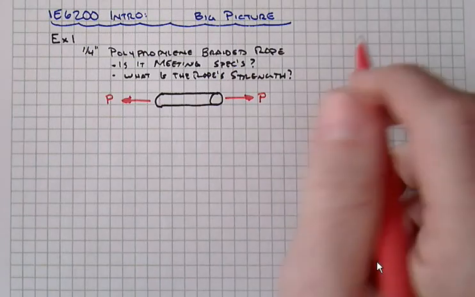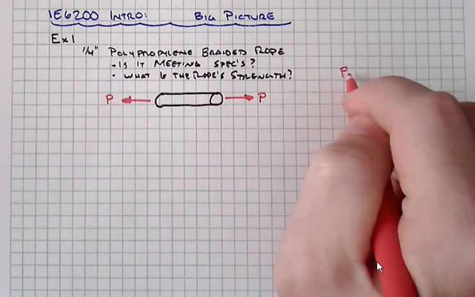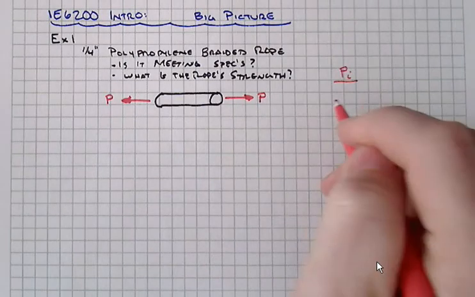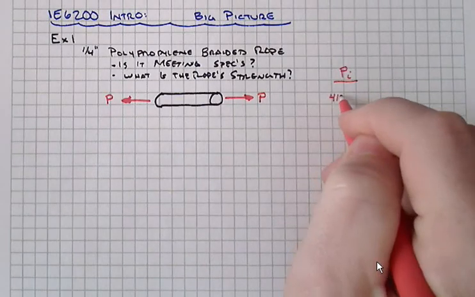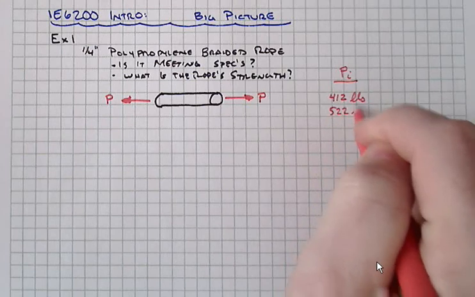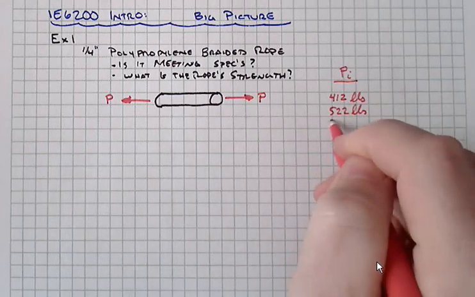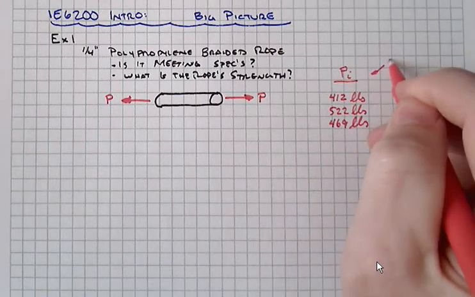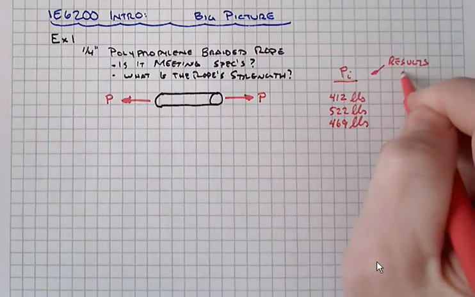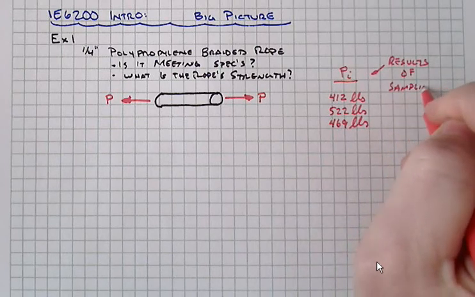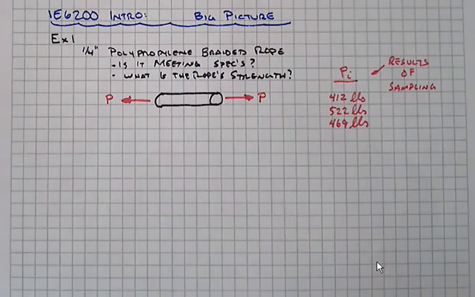And so we might have pulled off 3, as is commonly the case, and have results of 412 pounds, 522 pounds, and 469 pounds, the results of our sampling process. So the sample is size 3 in this particular case. And what do we make then of that?